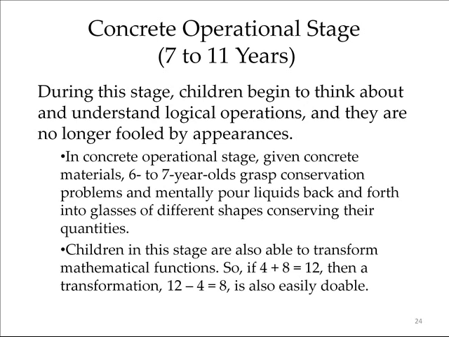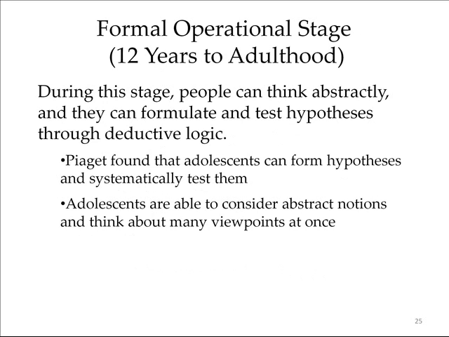Their schemas are becoming more developed, and they're able to classify objects based on a single criterion, like size, shape, or color. The final stage is formal operational, which begins at about 12 years of age. In this stage, children are able to form hypotheses about the world and then test them through deductive logic. We use systematic processes to find answers to our problems.